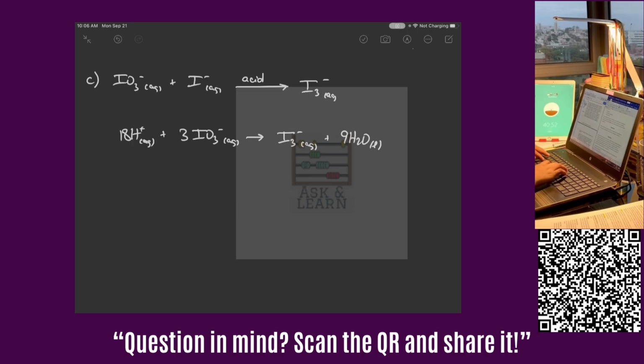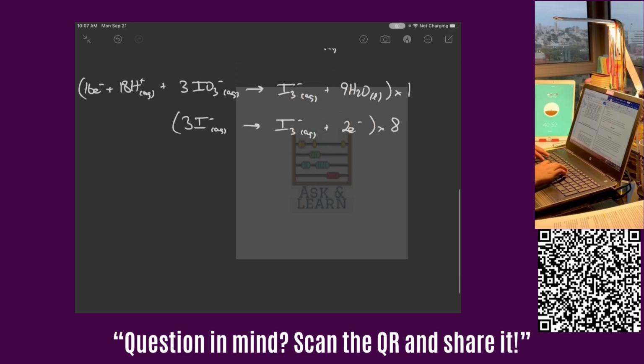Now let's balance the charge. I have -1 on the right, 18 minus 3. So I'll need 16 electrons to balance the charge. Second half reaction. Put a 3 here to balance the iodine, and 2 electrons to balance the charge. I need to multiply the first half reaction by 1, the second half reaction by 8.